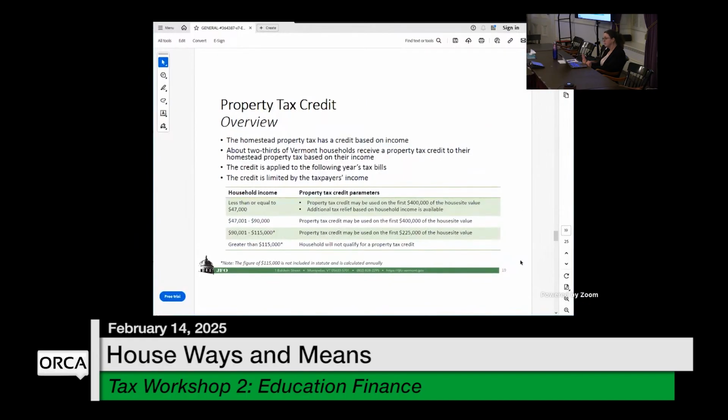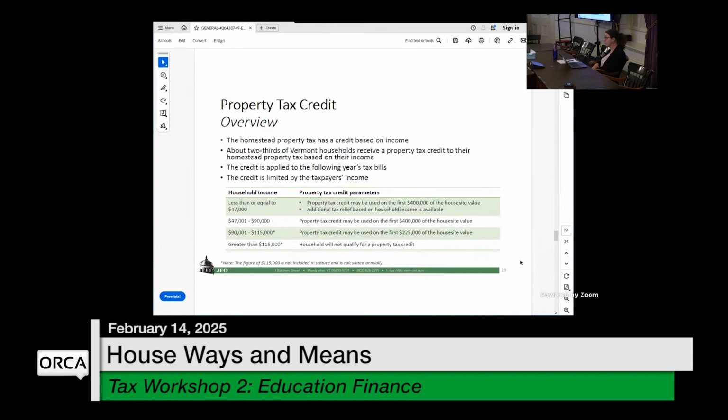So that's a quick high-level overview of the homestead property tax rate. And now diving in a little bit deeper into the property tax credit. So often people say, you know, some Vermonters pay their education taxes based on property or based on income, or there's a property tax credit or income sensitivity or circuit breaker. All of those terms are referring to the property tax credit that exists within Vermont's education finance system. So this is specific for that homestead property tax. And essentially it is a tax credit on the property tax based on income. About 2/3 of Vermont households receive some sort of property tax credit based on their income. And that goes against their homestead property tax total bill.